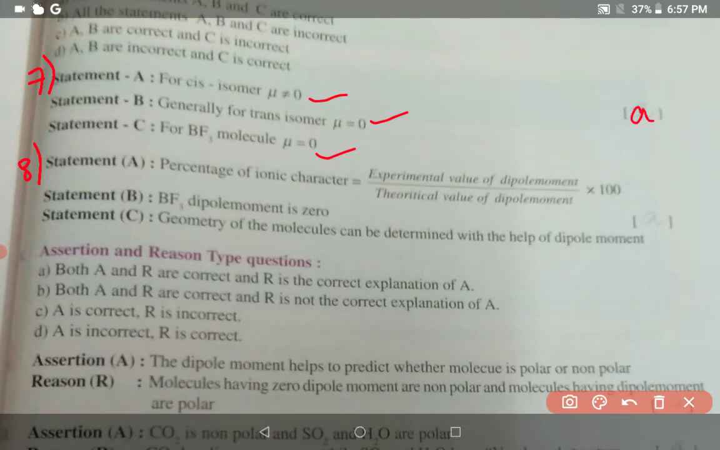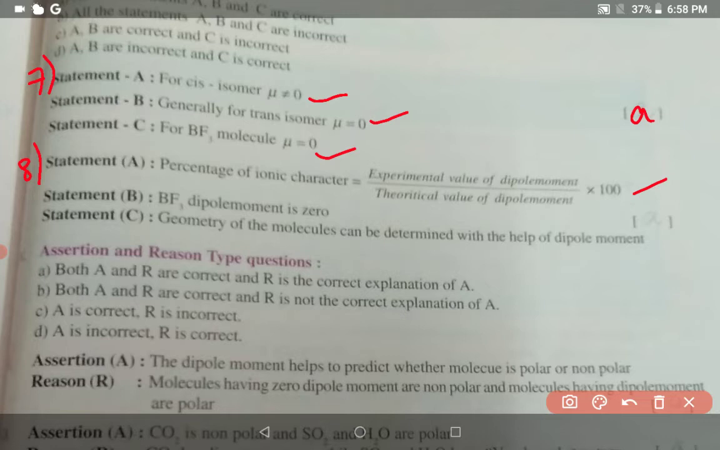Now the eighth question. Percentage of ionic character is equal to experimental value of dipole moment divided by theoretical value of dipole moment, into 100. Obviously correct. This is there in the introduction. So this is the formula you should know. When you want to find the percentage of ionic character, the experimental value divided by the theoretical value of the dipole moment, into 100, will give you the percentage of ionic character.